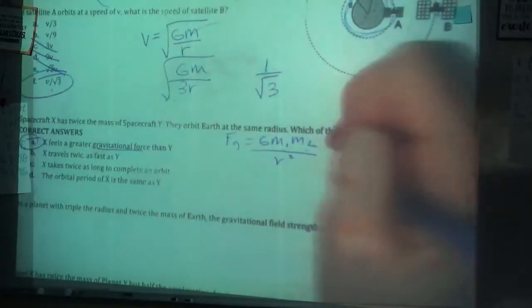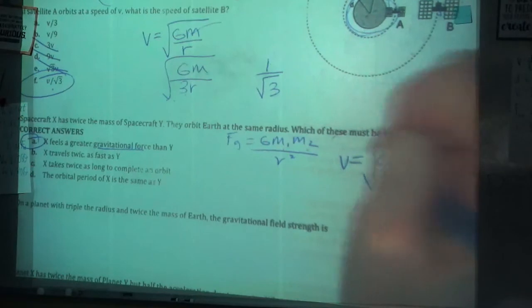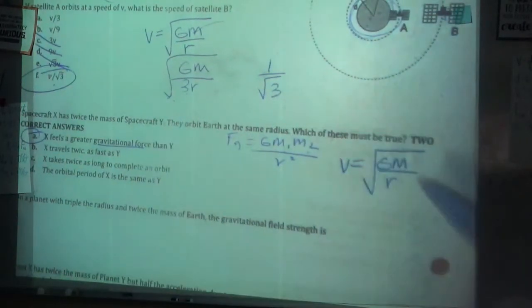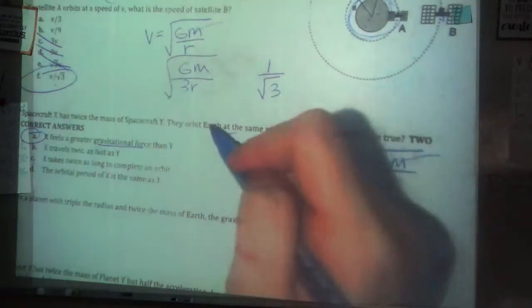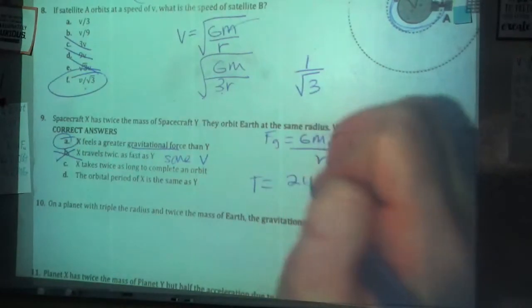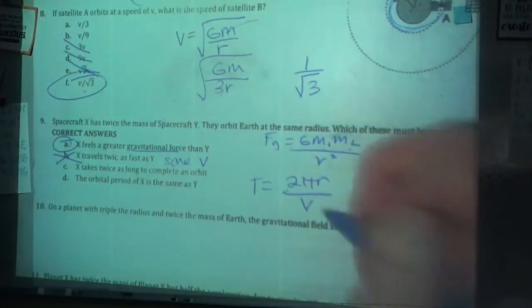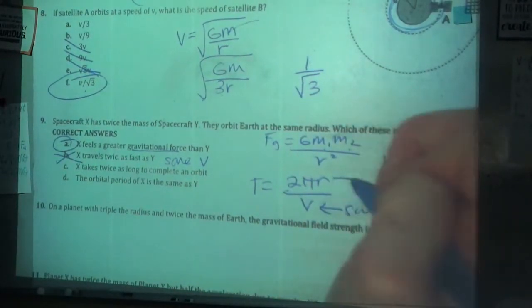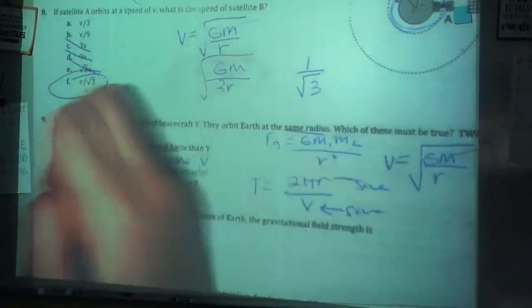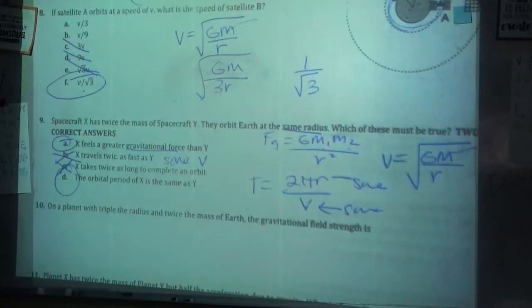Now it's talking about how fast it goes and how long it takes. So that's talking about v, the square root of GM over r. Now the only difference between them is the mass of the spacecraft. This is the mass of the planet, which is just Earth's mass. So the mass of the spacecraft would not affect v. So it would not go twice as fast. They would go the same v. And then the period, the time it takes, is just 2 pi r over the velocity. If this is the same and it's the same radius, then their periods should be the same. So it would not take any longer because it's going equal speed for the same distance, so the same period.